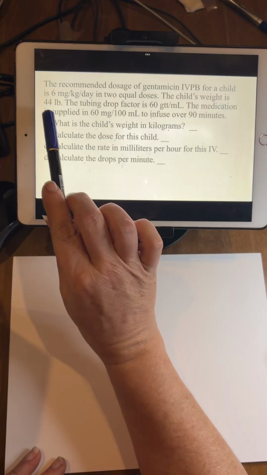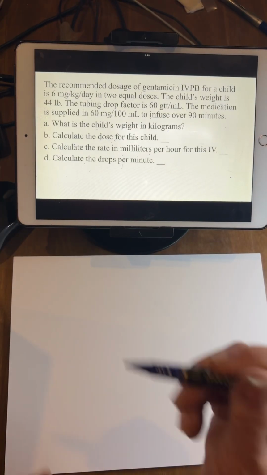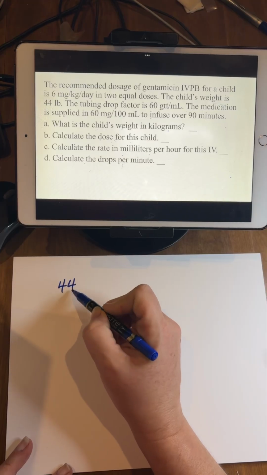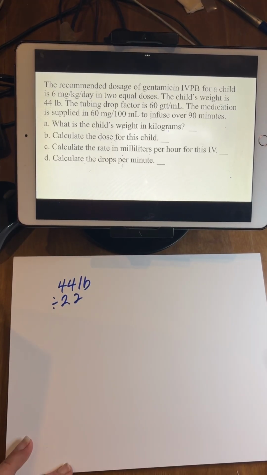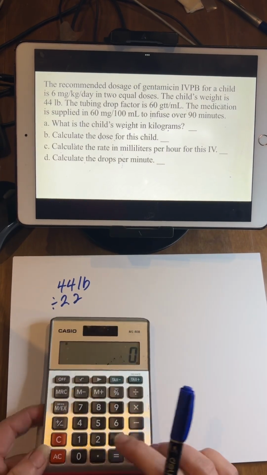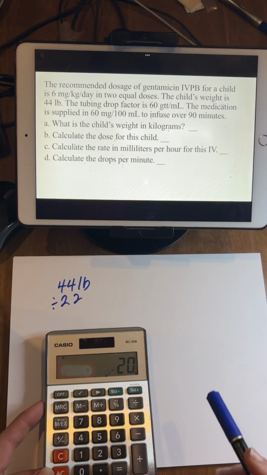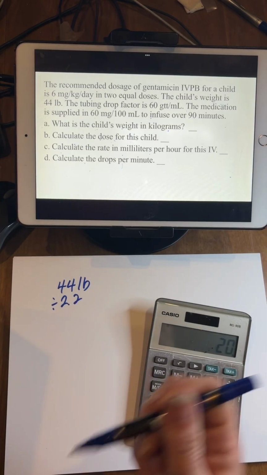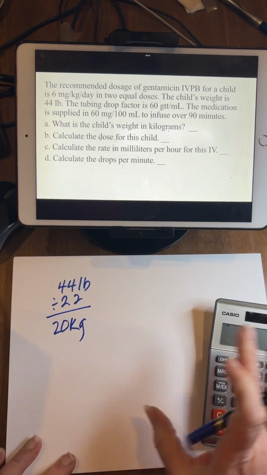The first thing you've got to do is convert that weight. So we're going to take 44 pounds and divide it by 2.2. That's the first step. All right, so here we go. 44 divided by 2.2 equals, look, a smooth 20. Isn't that wonderful? 20 kilograms is what the child weighs.